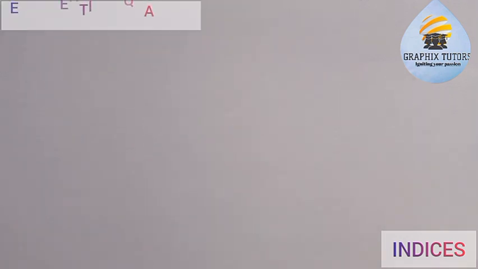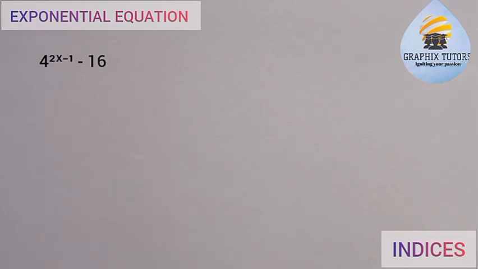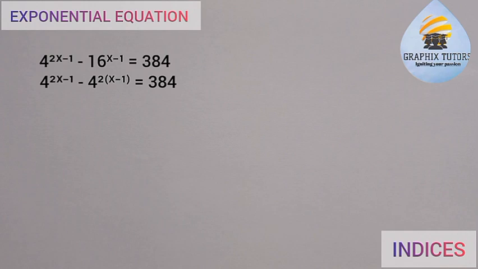In this tutorial, we want to find the value of x in the expression 4 to the power of 2x minus 1, minus 16 to the power of x minus 1, equals 384. The next step is to write 16 as a number in base 4, and that will be 4 to the power of 2. So if I write that, I'll have 4 to the power of 2x minus 1, minus 4 to the power of 2 into bracket x minus 1, equals 384. The reason I did that is that I can't do that for 384, because 4 cannot go into 384.